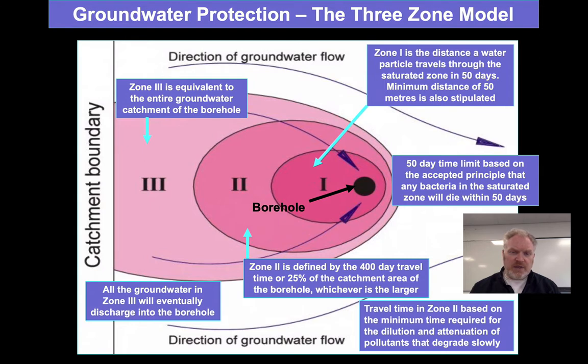Clearly, if there's contamination in zone 2, that's a bigger deal than any contamination in zone 3. Zone 1, then, is the area around the borehole where the water will take up to 50 days to travel to the borehole. Because if there's contamination within that, any bacteria, for example, say if it's sewage, we'd expect it perhaps to die within 50 days. So these zones of vulnerability can determine the amount of protection that needs to take place.